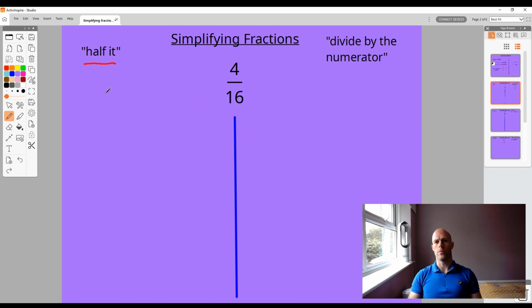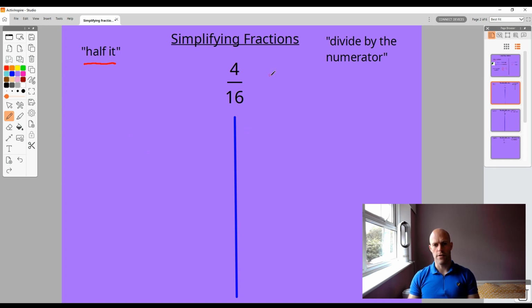So you've got two options in simplifying a fraction. You can either halve what you've got. If you just can't think of what else to do, just keep halving it and see how far you can get. Or you can divide by the numerator. Sometimes you can halve it. Sometimes that won't be an option to you. Dividing by the numerator will almost always be an option to you. But I'll show you the two different routes to the same answer here.